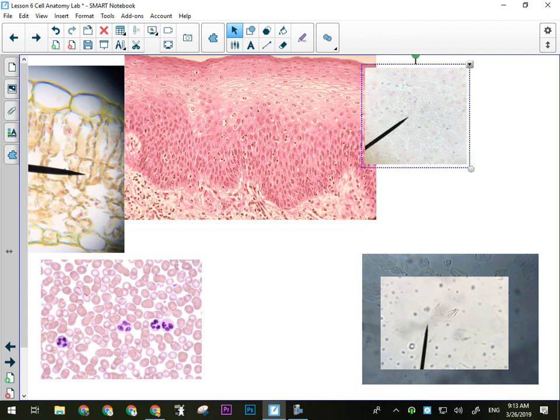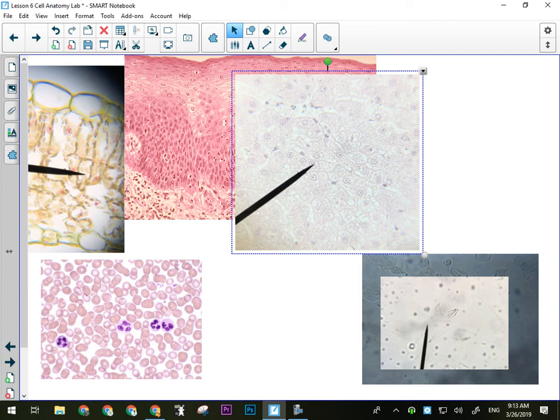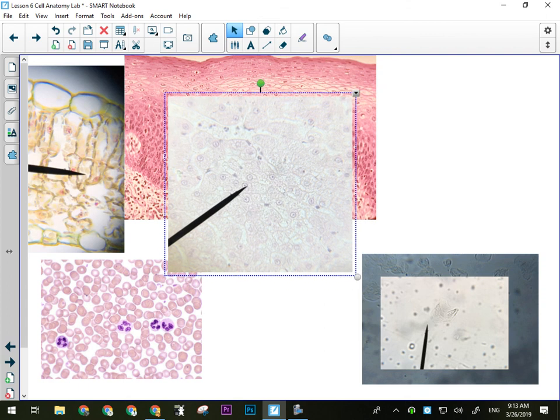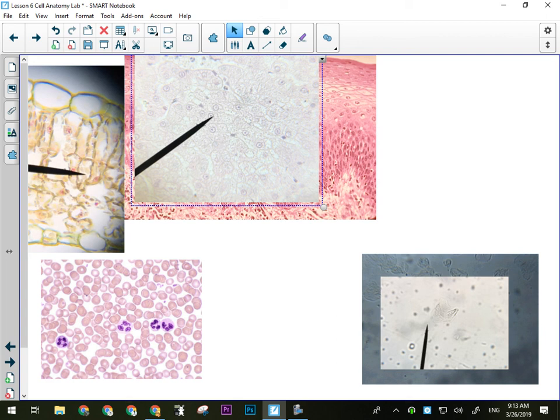Blown up even larger, they can look like that as well, depending on how your slide is stained. There were two different stains used in the slides we have. This one's a little more faded, but again, here's a nucleus, a nucleolus. You can see the cell membranes around them. Once you know what to look for, it's a little easier to find. All right, for the cheek.